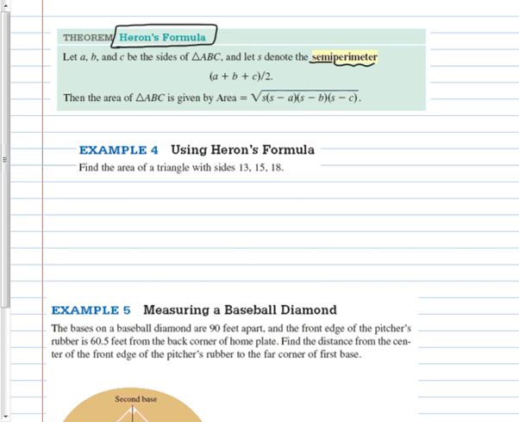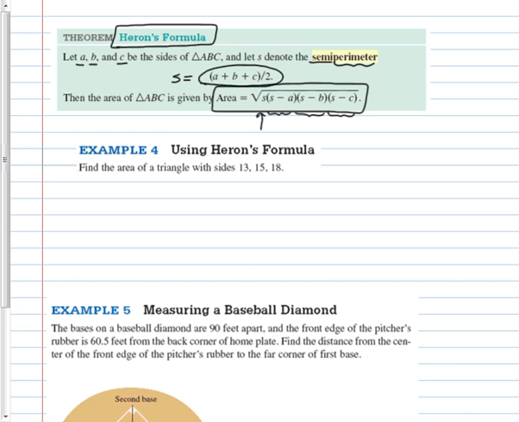What does the prefix semi mean? Half. Half the perimeter is what it is. So if my sides are A, B, and C, the semi-perimeter is A plus B plus C divided by 2. We're going to use the letter S in the formula to stand for the semi-perimeter. The area of any triangle is the square root of the semi-perimeter times the semi-perimeter minus one side, times the semi-perimeter minus the second side, times the semi-perimeter minus the third side. It will give us the area of a triangle.